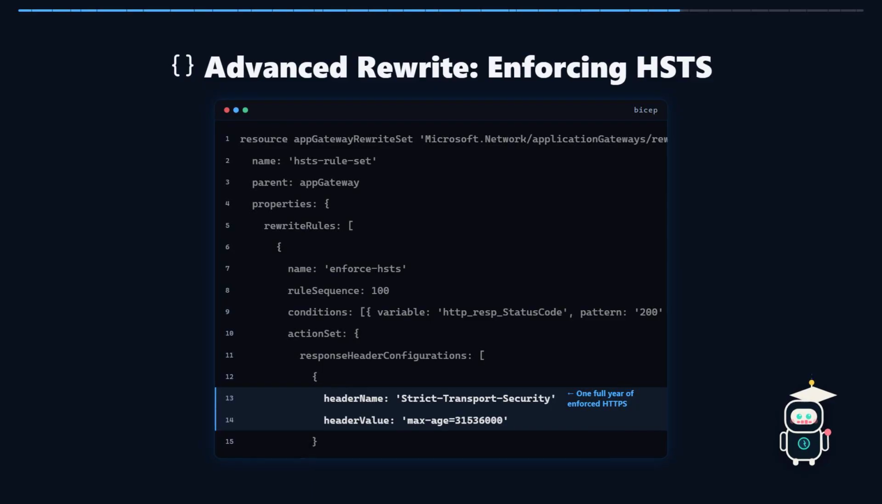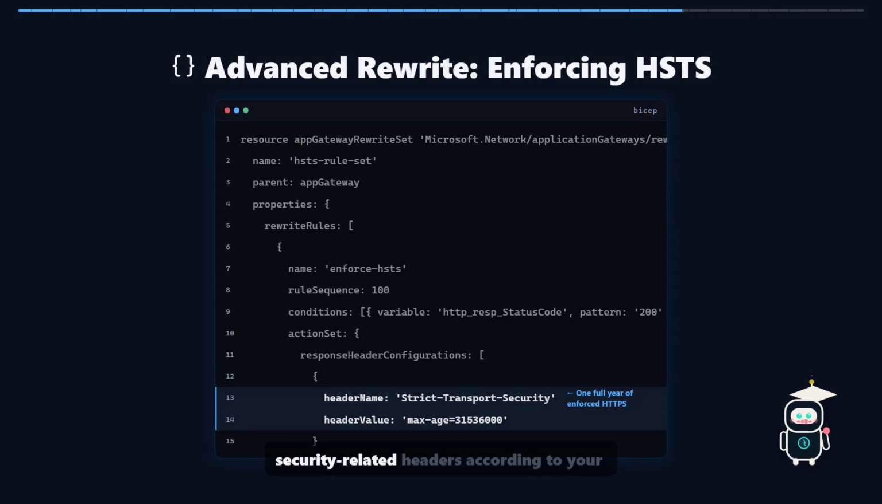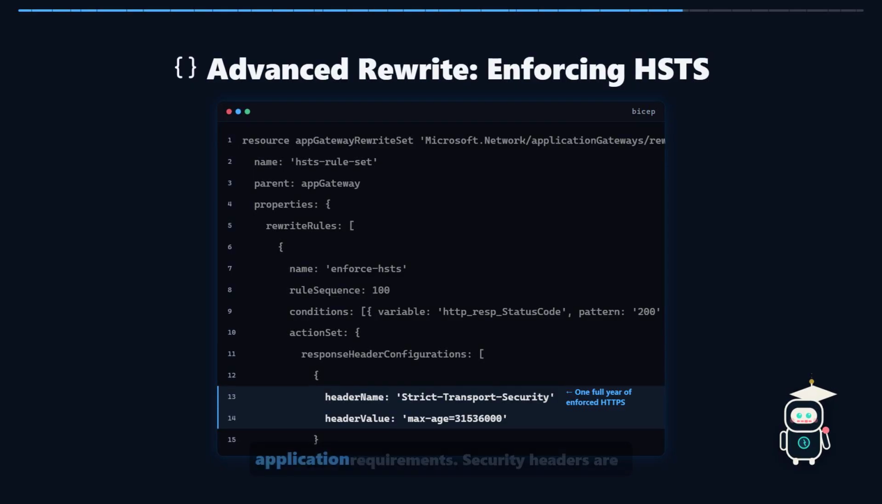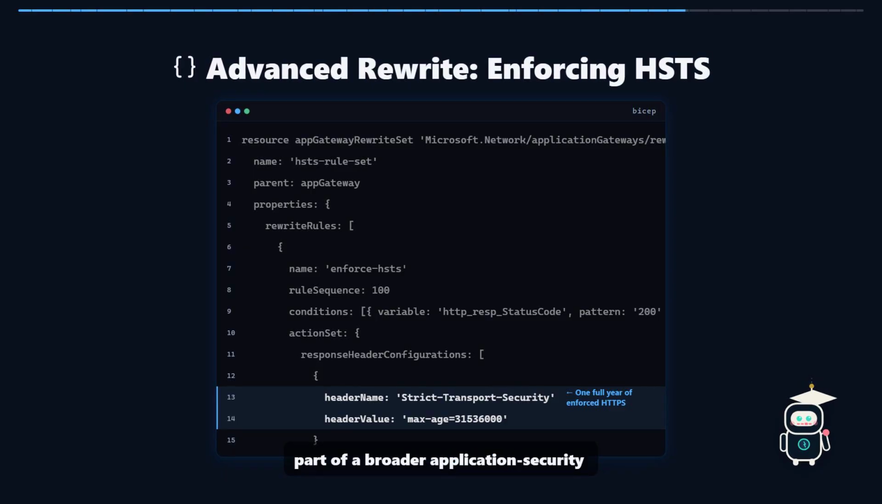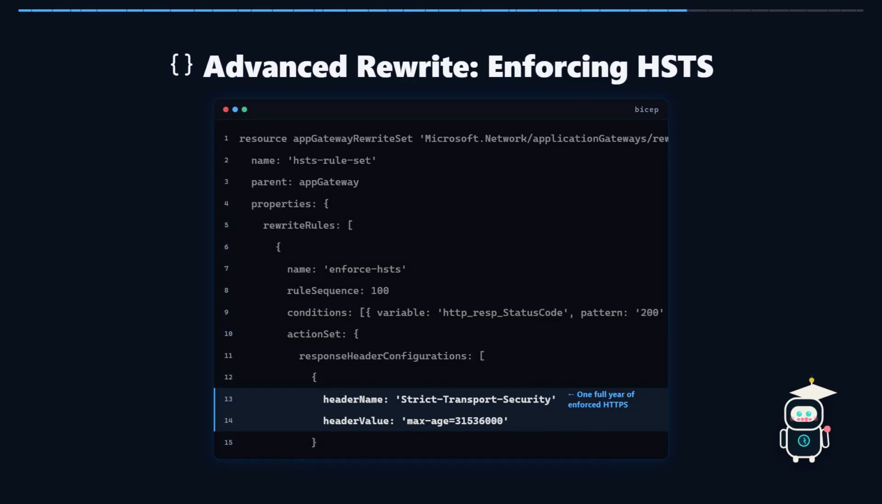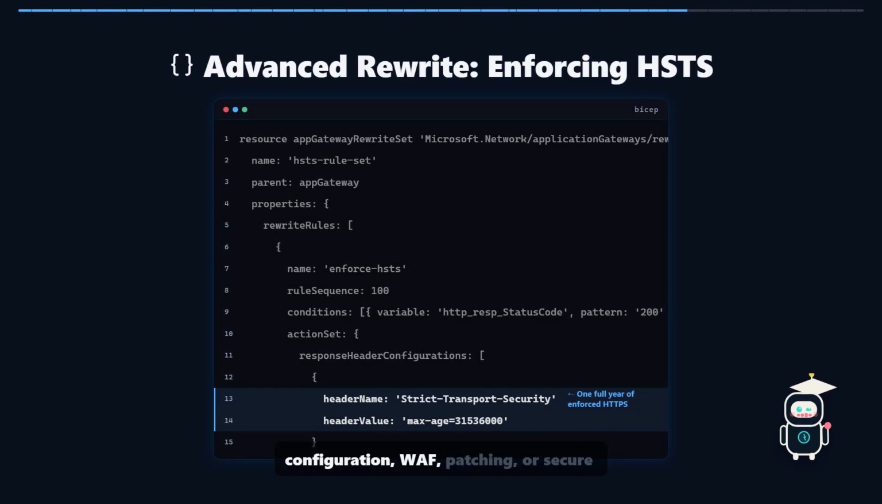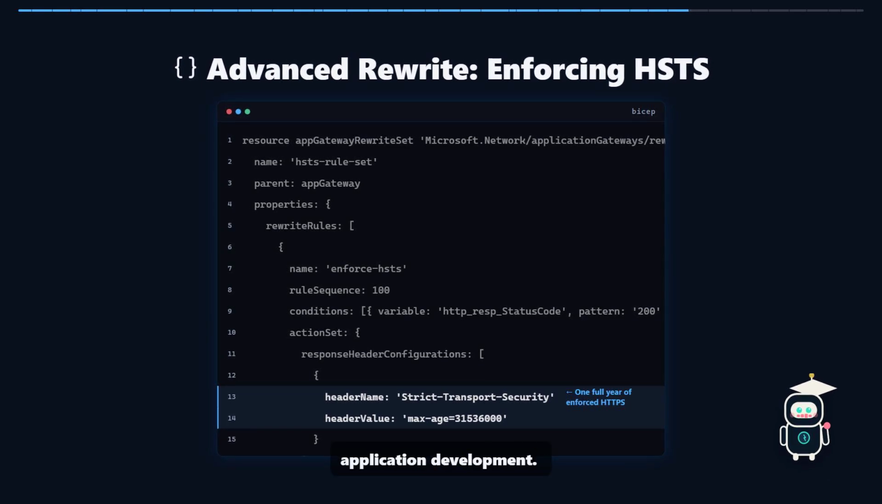You can also use rewrite capabilities to remove unnecessary response headers or add other security-related headers according to your application requirements. Security headers are useful hardening controls, but they're part of a broader application security strategy, not a replacement for TLS configuration, WAF, patching, or secure application development.